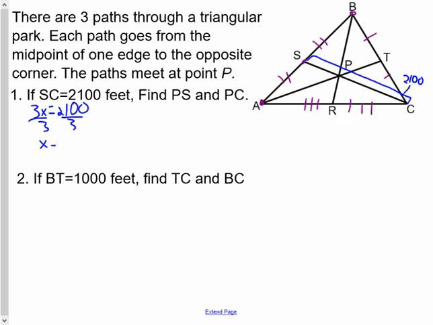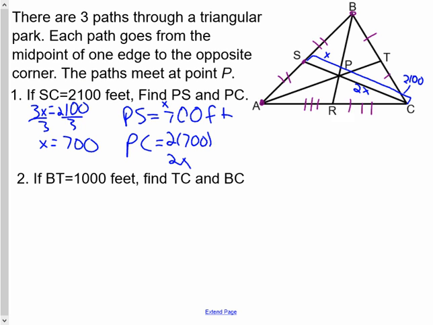And now we just need to find out what PS and PC are. PS is 1x, PC is 2x. So 1x is 700, and they gave us a label here because it's a word problem, 700 feet. And then 2x, or 2 times 700, gives us 1400 feet. And why do we know that's 2x? Because this is a centroid. Centroid to vertex is 2x. Centroid to midpoint is 1x.